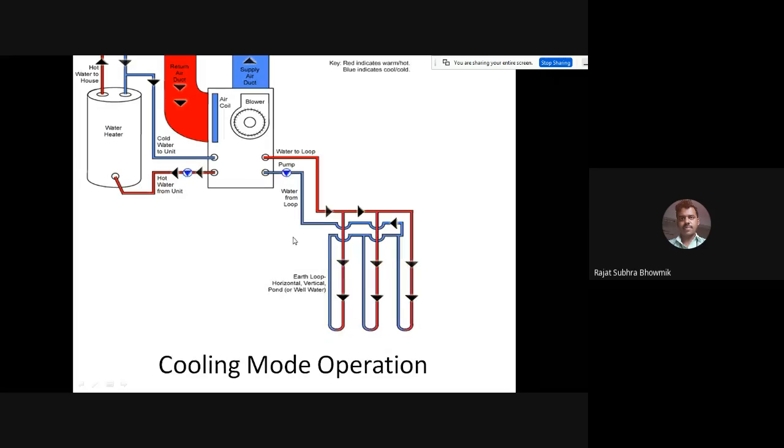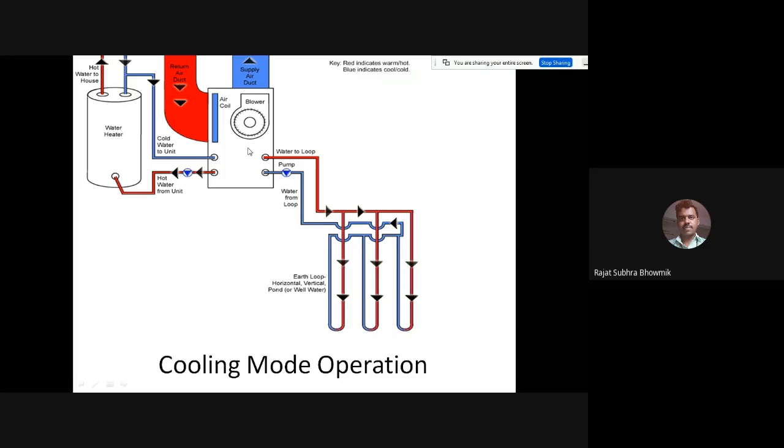Now the cooling mode. Cooling mode means the summer season. So in the summer season, the water cycle for delivering hot water is the same, but the air conditioning cycle requires cold water. So it takes the hot air from this room through this duct and rejects this heat to the refrigerant, and the air becomes cold. This cold air is again supplied to the room.